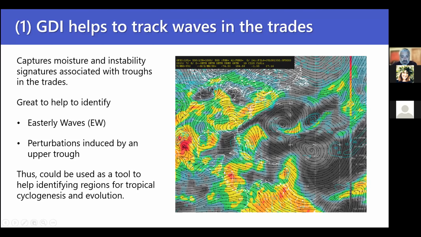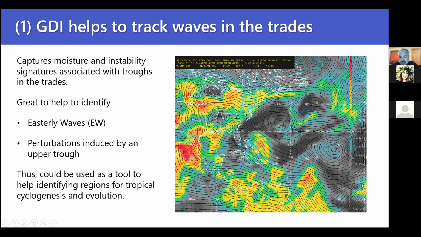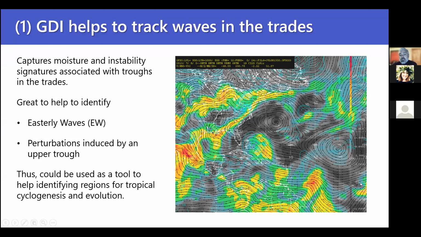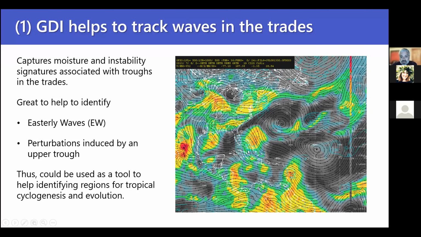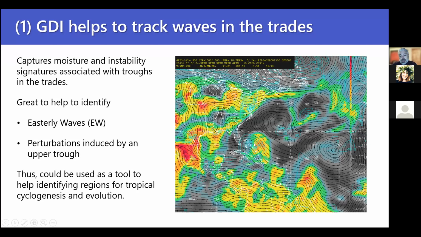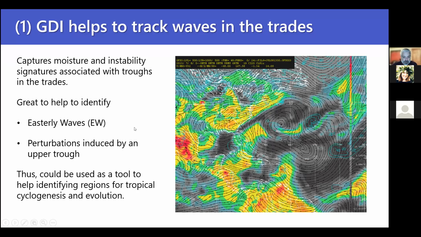And there's another one here in Central America that you can track. And there's another one forming here to the east. So it's pretty good to follow the waves. And if you have a tide-induced trough, it's great as well for that. In this case, you can see there's a tide over the Bahamas, and you can see all this instability associated with the tide. So it's great for tracking troughs in the trades.